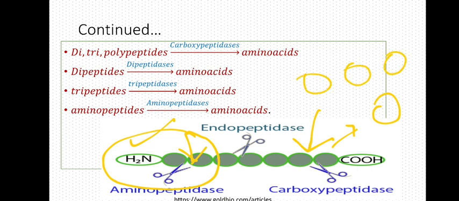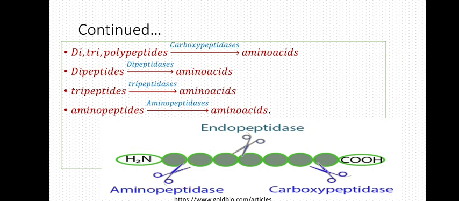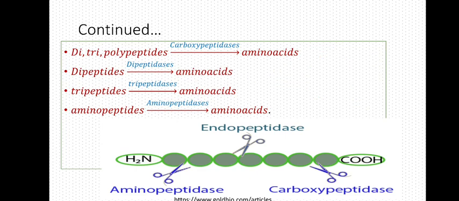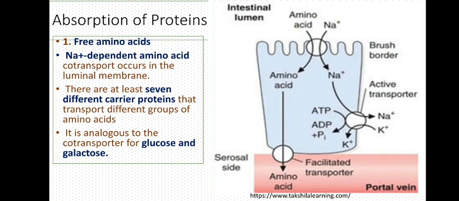Okay, so that means at the end of this digestion, we'll have some free amino acids, and some dipeptides and a few tripeptides will be present in the digested food. Okay. So, this is how the digestion of food takes place in the intestine.